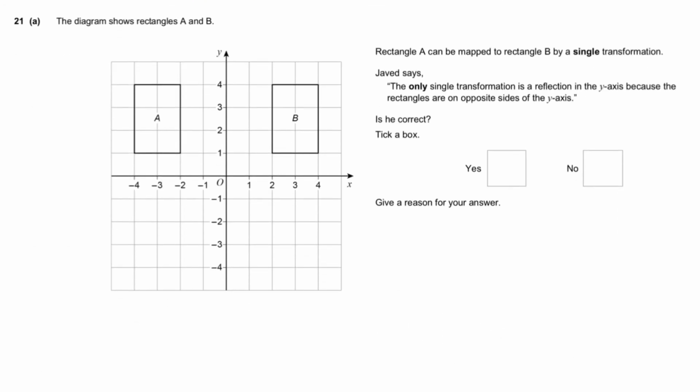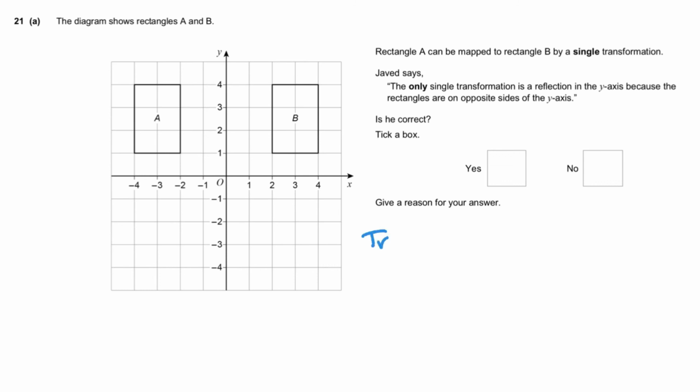So our last question says, the diagram shows rectangles A and B. Rectangle A can be mapped to rectangle B by a single transformation. Javid says the only single transformation is a reflection in the y-axis because the rectangles are on opposite sides of the y-axis. Is he correct? Give a reason for your answer. So let's have a think how we could get from rectangle A to rectangle B.